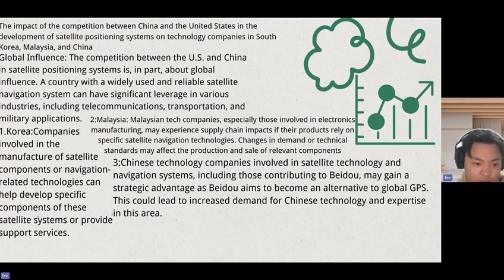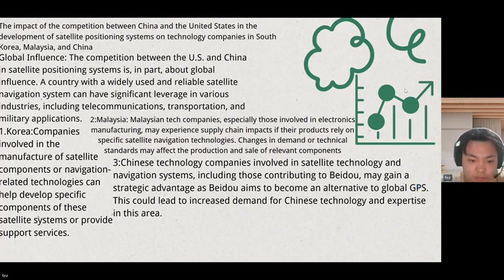The first one, Korea. Companies involved in the manufacture of satellite components or navigation-related technologies can help develop specific components of these satellite systems or provide support services. Second, Malaysian technology companies, especially those involved in electronics manufacturing, may experience supply chain impacts if their products rely on specific satellite navigation technologies. Changes in demand or technical standards may affect the production and the sale of relevant components.